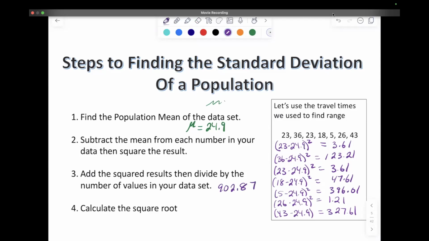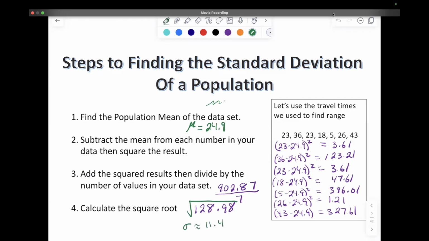Okay. Then divide that by 7. I have 128.98. All right. So now that I have divided by 7, take the square root of this number. So my standard deviation, my sigma, is approximately 11.4.